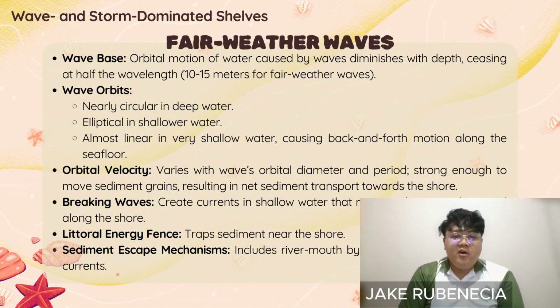So here, the orbital motion of water caused by waves diminishes with depth, ceasing at a depth equal to half the wavelength, known as the wave base. For fair weather waves, this depth is typically 10 to 15 meters. In deep water, wave orbits are nearly circular, but as waves move into shallower water, the bottom interferes, making the orbits more elliptical. In very shallow water, the orbits become linear, causing a back and forth motion along the seafloor.